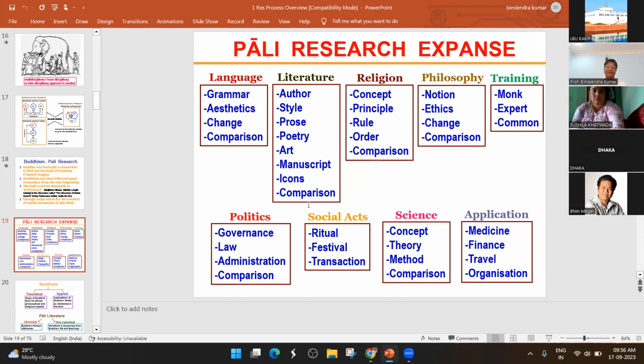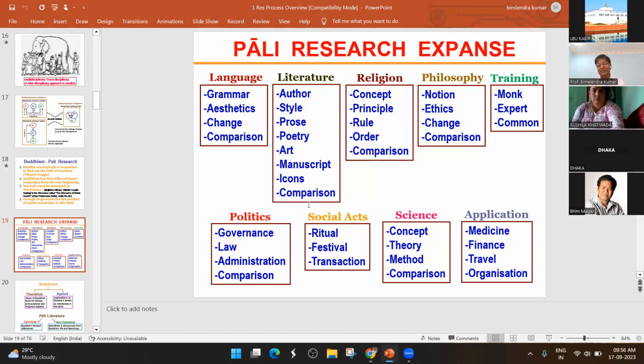And there are some of the topics related with the social acts, that Buddhism was also considered as a teachings of the Buddha related with the social justice. And whenever we are talking about the social acts, there are the three things, ritual, festivals, and transactions. These three subjects are coming under the social activism or social actions.